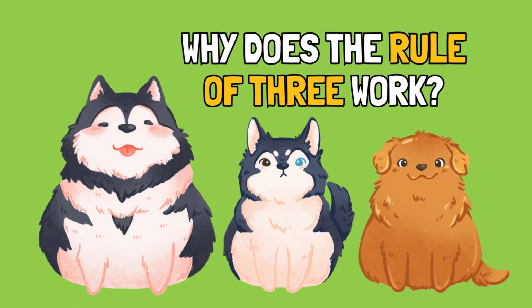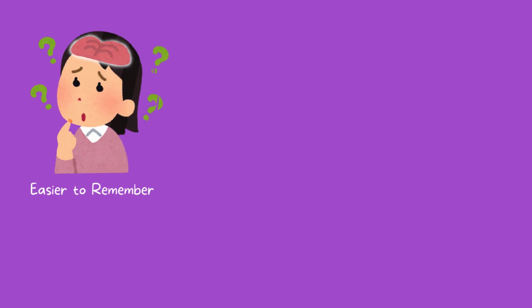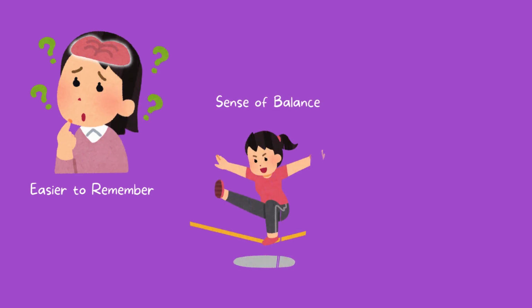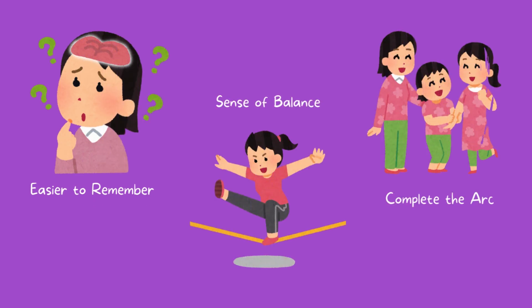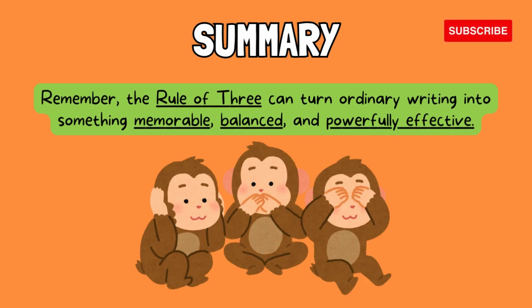So why does this principle resonate so deeply with readers and audiences? The rule of 3 works because it's rooted in how we think and process information. 3 elements are easy to remember. They create a sense of balance and rhythm, and they build anticipation, with the 3rd element often delivering the resolution or punchline. In short, the rule of 3 keeps your writing clear, engaging, and satisfying. Remember, the rule of 3 can turn ordinary writing into something memorable, balanced, and powerfully effective. 3 truly is the magic number.